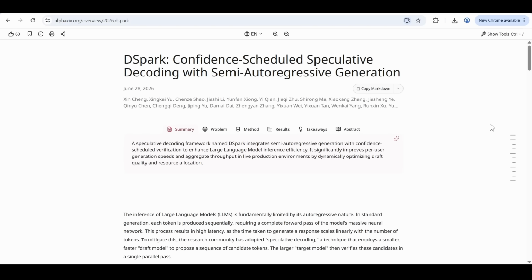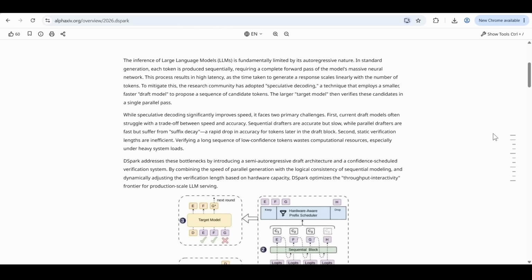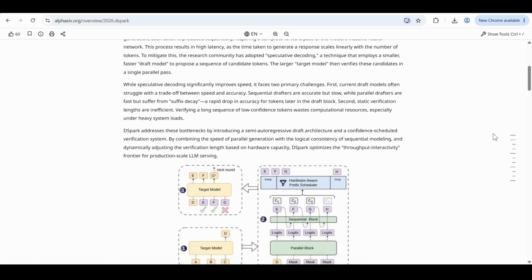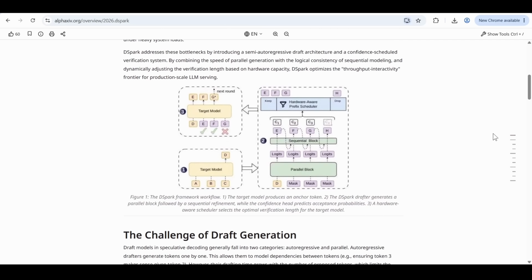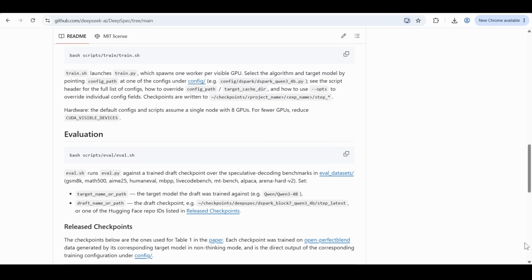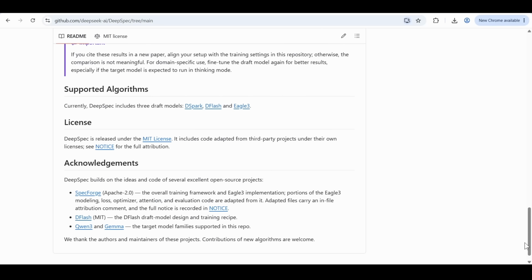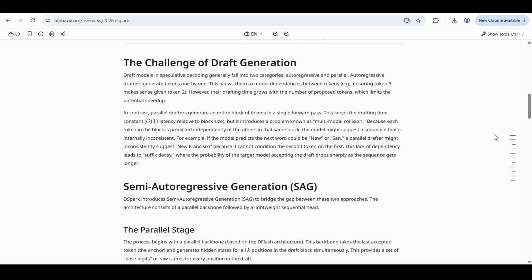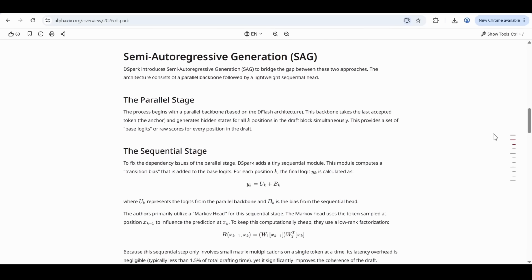Okay, stepping back. Why does any of this matter beyond DeepSeek's own servers? Speculative decoding has been a research concept for a while. What DSpark does is prove that with the right architecture, draft better, verify smarter, you can push these gains into real production serving at scale. And because DeepSeek open-sourced the complete training recipe under the MIT license, every other open model team can now study this, adapt it, and build on it.